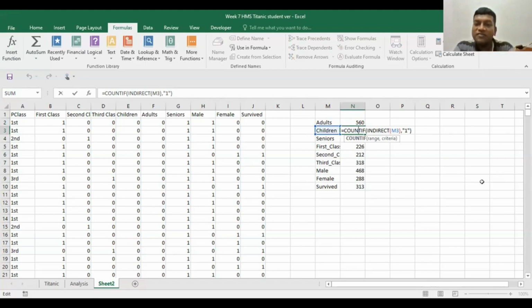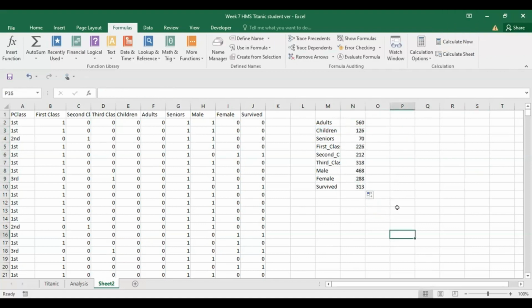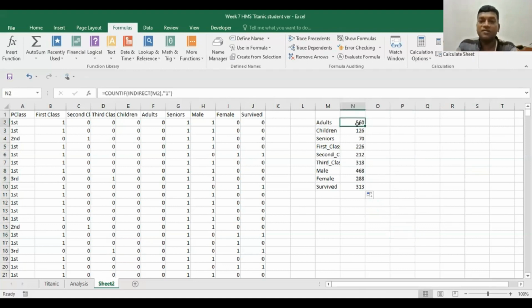So count of the number of ones in the name range called children. That's what it is doing. Okay, so one click and we've got all of them. Sir, sum plus indirect would even work. Yeah, sum plus indirect will also work. Sum will also work. Okay, so count of this thing or sum of. But dragging down you need the indirect. That's all I was trying to say. Yes, sum of also for sure.